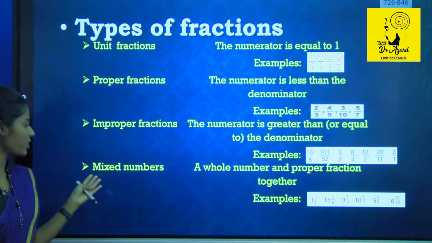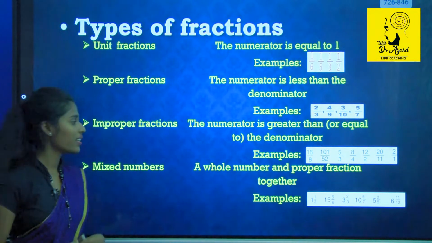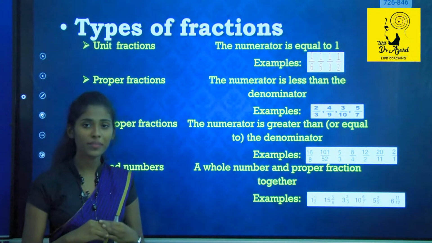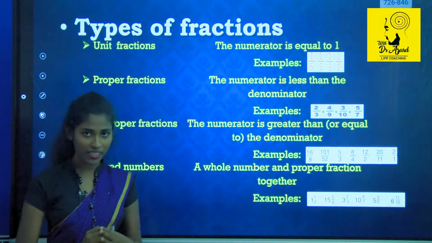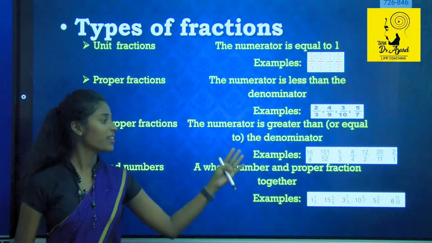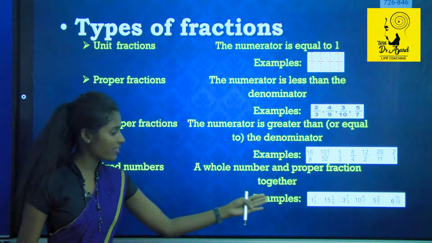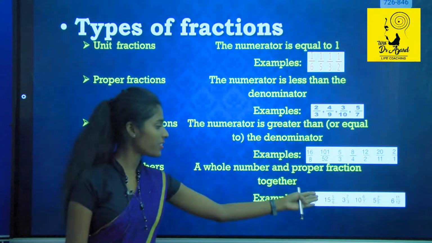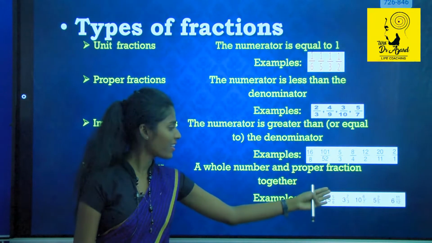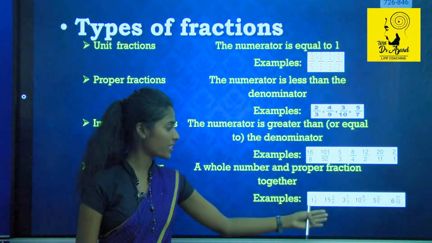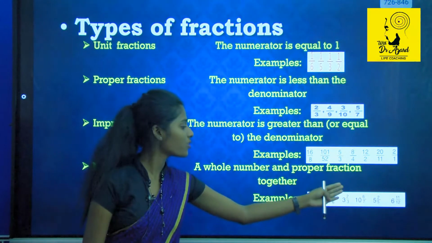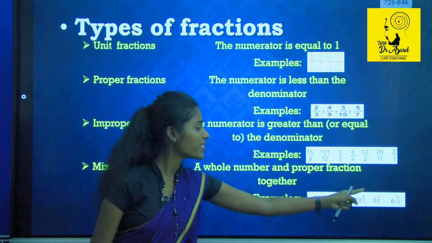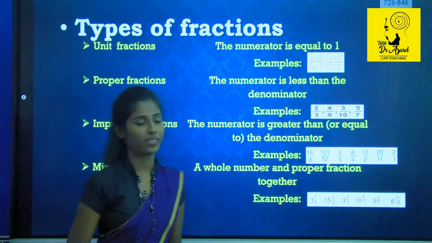Final type of fraction is mixed numbers. When we write a whole number and a fractional part together, we call them mixed numbers. Here are some examples. 1 and 1 over 2, 15 and 5 over 6, 3 and 2 over 3, 10 and 6 over 7, 5 and 2 over 5, 6 and 11 over 12.